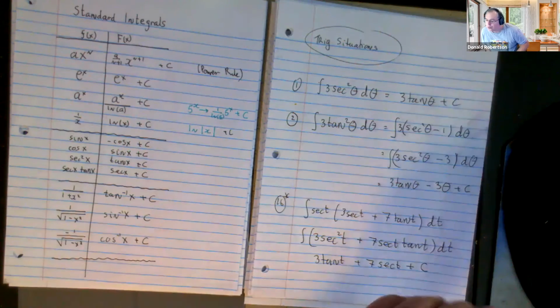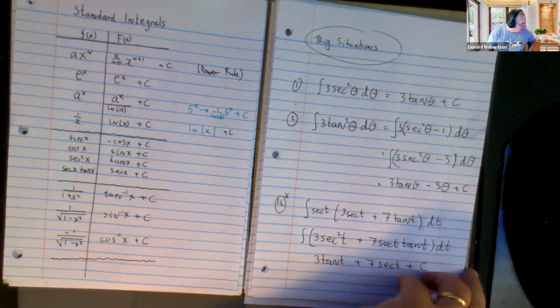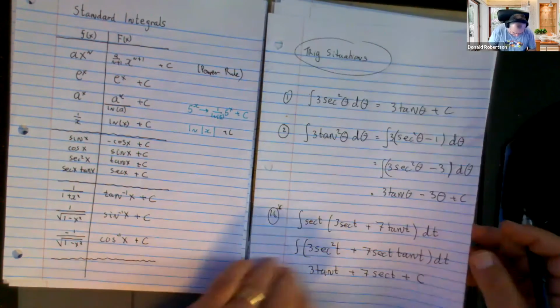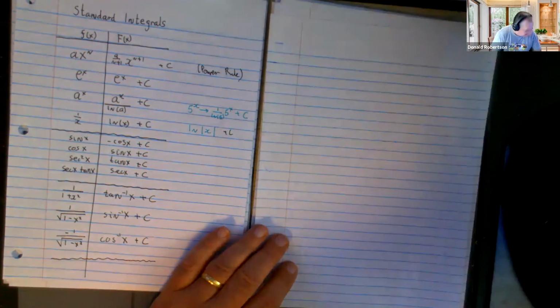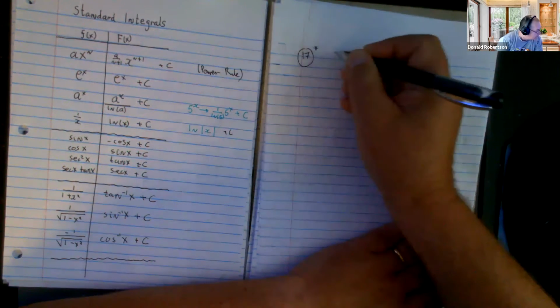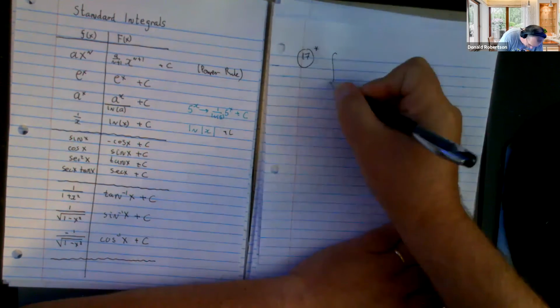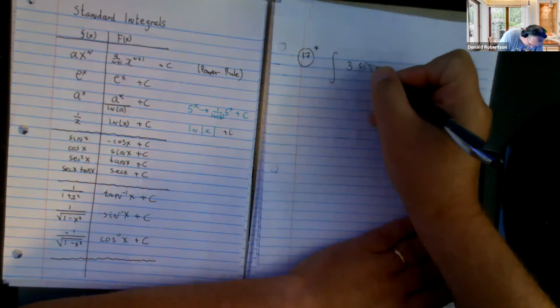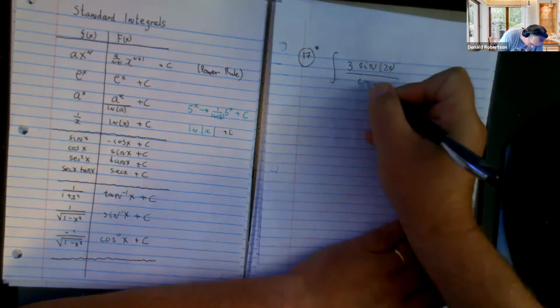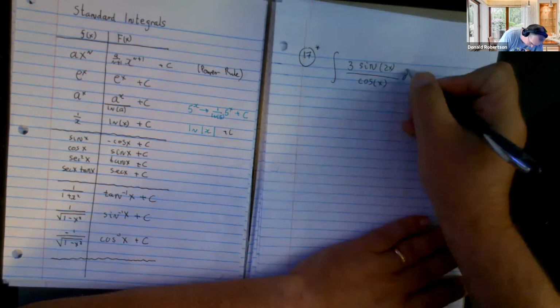So there's a whole spectrum of things with trig in them. Of course, that's not the only ones we can do. So here's another one, which is actually straight out of the homework. The integral of 3 sine of 2x over the cosine of x dx.